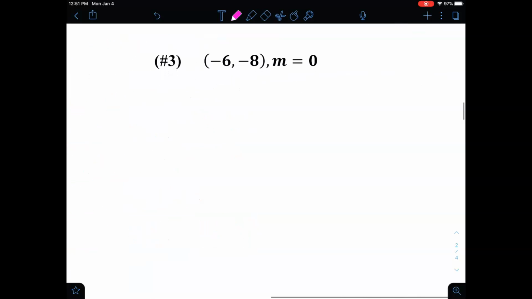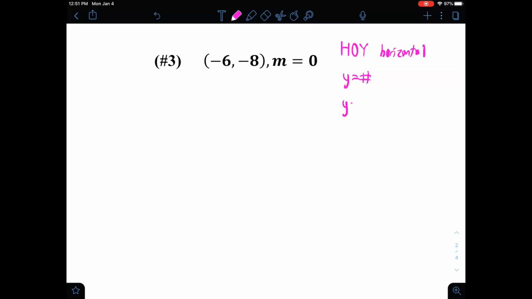All right, number 3, we have (-6, -8), and we have m equals 0. Okay, well, something about this is kind of jarring something in my memory here. A slope of 0 is what kind of line? And is that HOY or is that VUX? That is HOY. And a slope of 0 is going to be a horizontal line. And it's going to be y equals a number. It's going to be the equation.